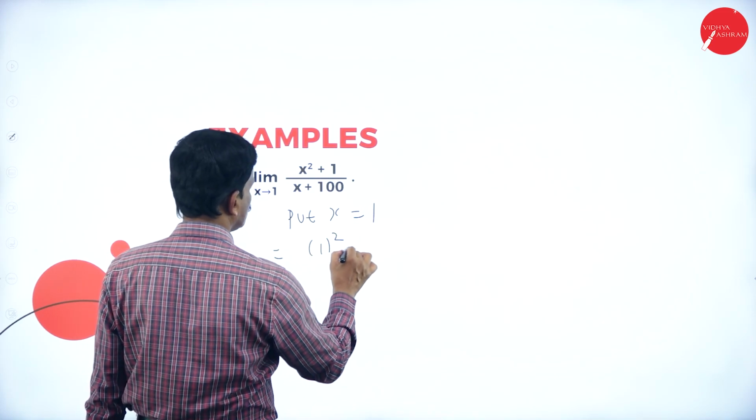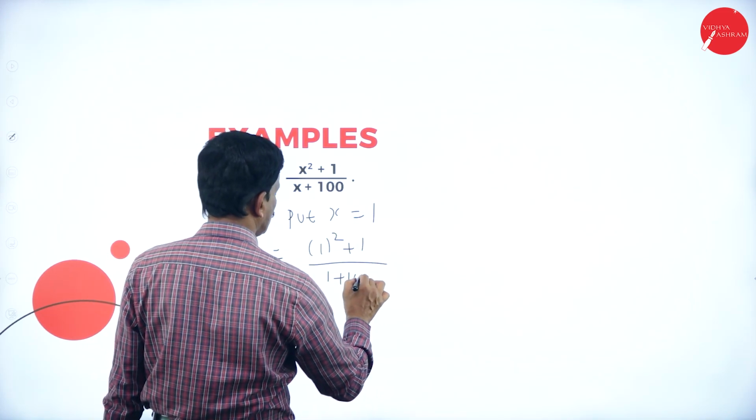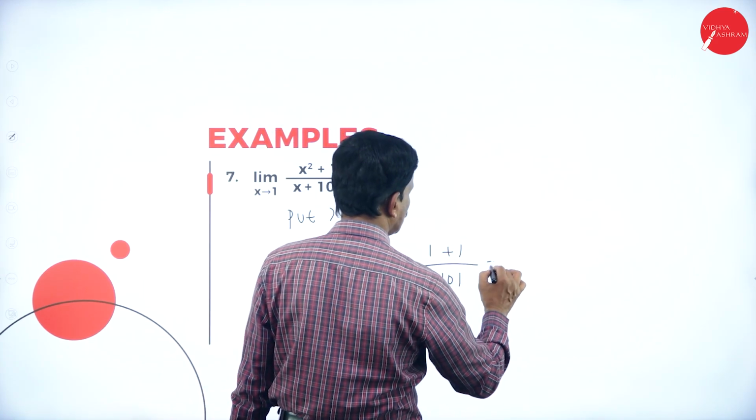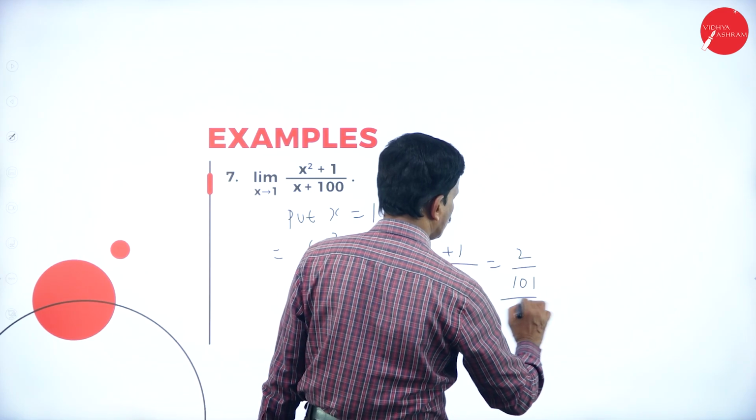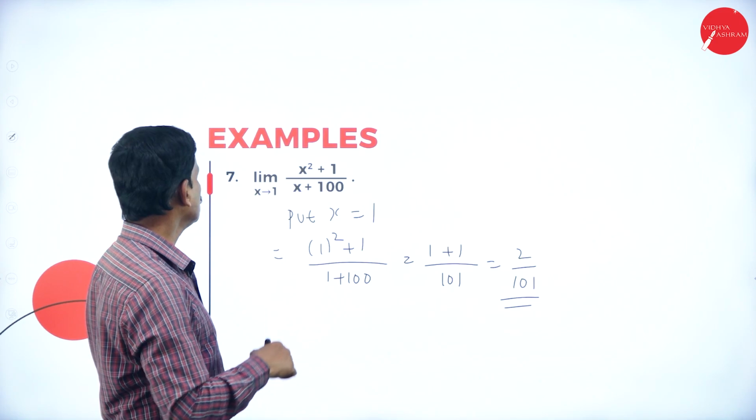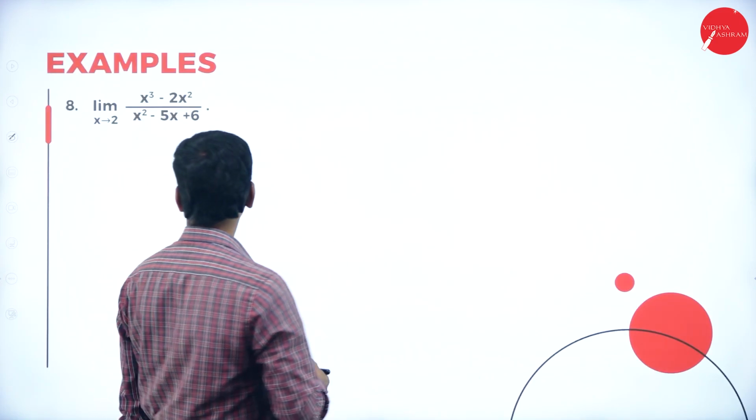What you will get? 1 square plus 1 divided by 1 plus 100. 1 square is 1, plus 1 divided by 101. So 2 divided by 101 is the simplified answer. Very simple problem, right? Now move on to the next problem.